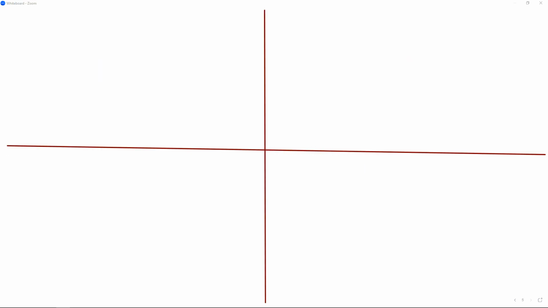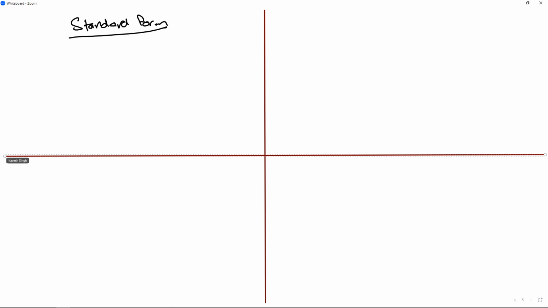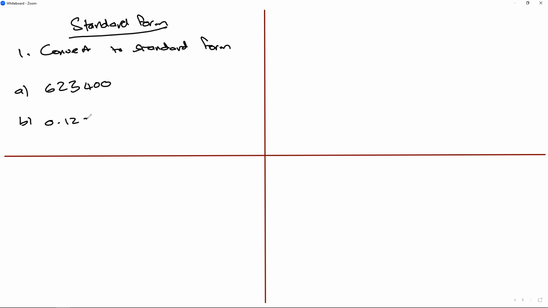All right, let's look at the next thing now, which is standard form. The first question, we want to convert from ordinary numbers into standard form. So the first question is convert to standard form. Okay, so that's question 1. This is A, 623,400, and B, 0.12005. Convert into standard form.